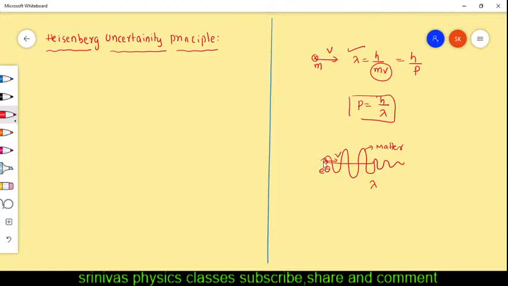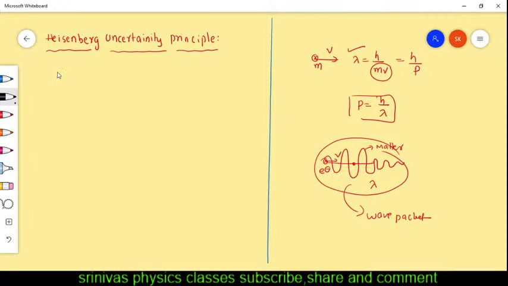Now, when an electron is moving, this is considered as a wave packet. A wave packet means a group of wavelengths, and in this wave packet the electron is moving. It is very difficult, at any instant, to measure the accurate position and accurate momentum of the electron simultaneously. That is the Heisenberg uncertainty principle. We cannot measure its position accurately, and we cannot measure the momentum accurately in the wave packet.